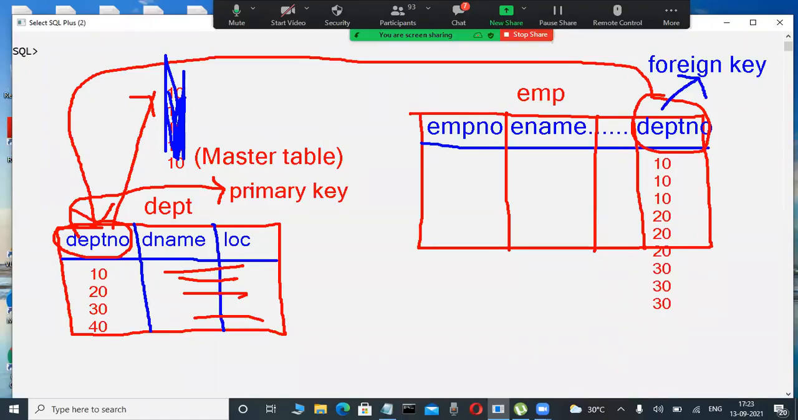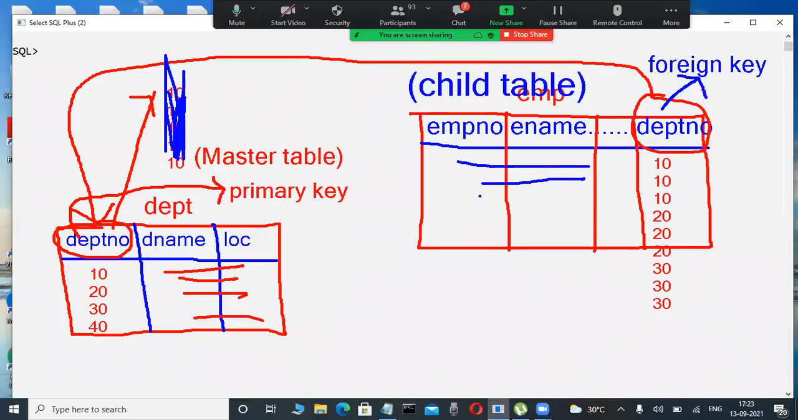Again, observe it here. Whenever foreign key is available, those tables are also called child table or detailed table. This table is also called what? Child table or detailed table. Only the foreign key table is called child table or detailed table.